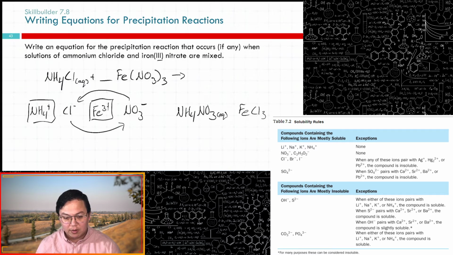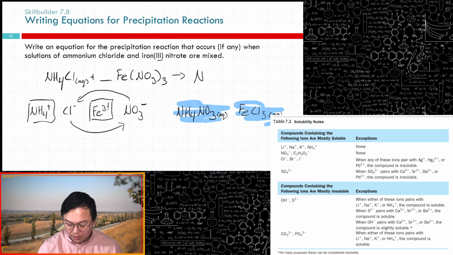And then we can do iron. Iron is not on our list. Chlorine is. If we look at chlorine in the 3rd row on the mostly soluble compounds, when any of these ions pair with silver, mercury, or lead, the compound is insoluble. And because we're mixing with iron, this is actually going to be soluble. So we can say that this is aqueous as well. Now, because both of these are soluble, we write no reaction.